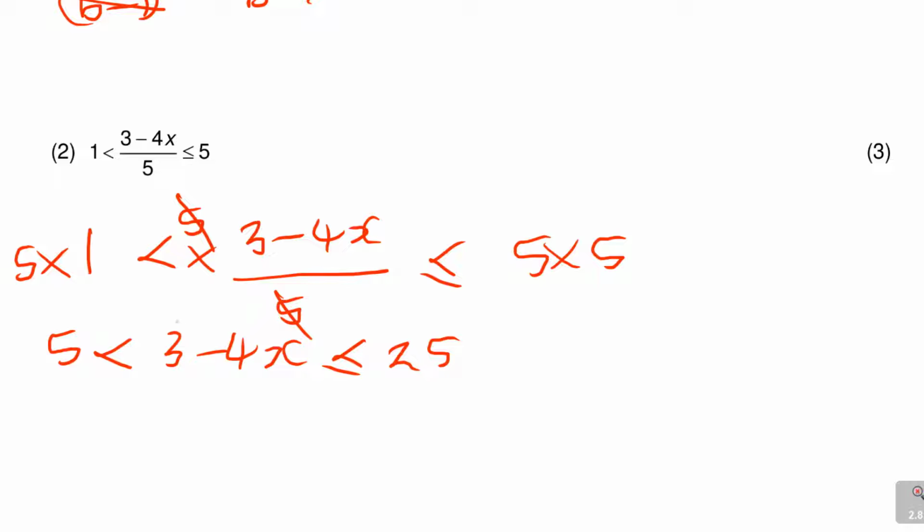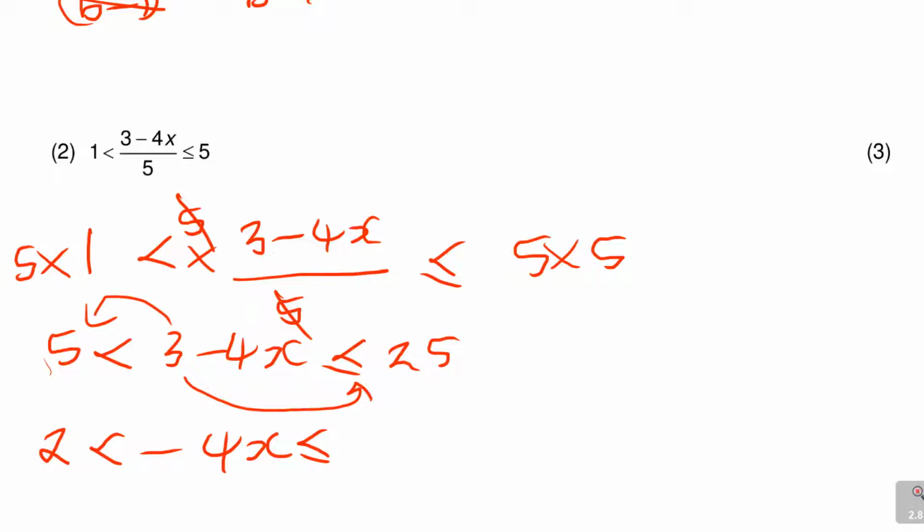The next challenge is this 3. You take it this side, and you also take it that side. So it is 5 minus 3, is what? It's 2 is less than minus 4x, which is less than or equal to 25 minus 3, will be what? 22. Are you seeing that?